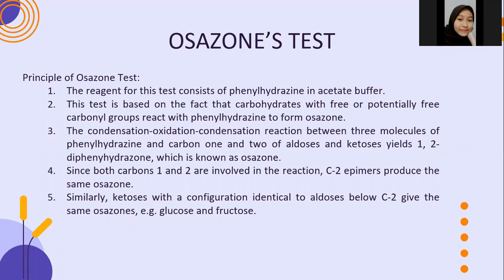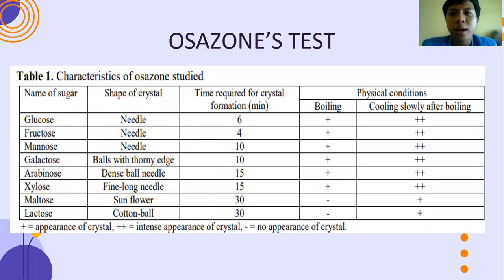Number 4, since both carbon 1 and 2 are involved, the two epimers produce the same osazone. Number 5, similarly ketose with a configuration identical to aldose below, see glucose and fructose. Result and interpretation of the osazone test.